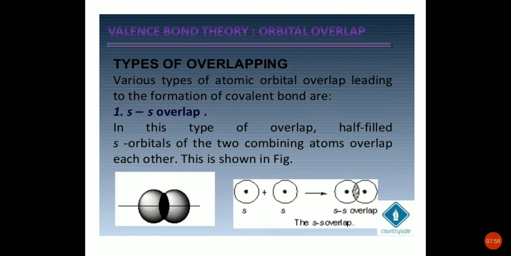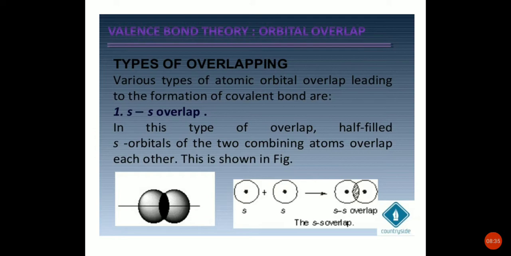The next one is types of orbital overlap, or valence bond theory. We have already studied that we have s orbital, p orbital, d orbital and f orbital. s means sharp, p means principal, d means diffuse. We discuss only s and p. Various types of orbital overlap leading to the formation of covalent bonds are, first one, ss overlap.